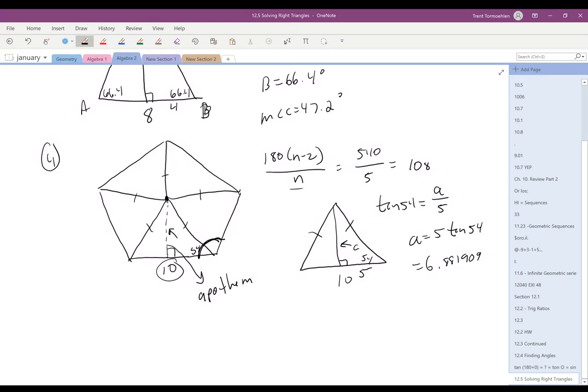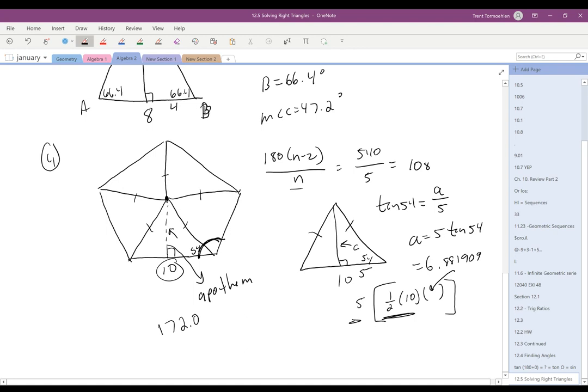So remember, that's the height. And so the area of this triangle is just going to be 1/2 times the base times the height. And then remember, we're multiplying each of these triangles. There are 5 of them, so we're going to multiply that by 5. So it's going to be 5 times my answer times 5 again, right? 5 from here, 5 from here. So the area of this polygon is 172.05. A pentagon with side length 10 is going to have that area.